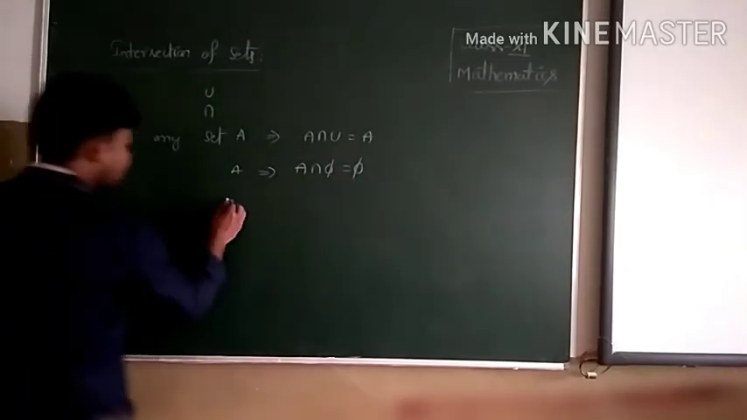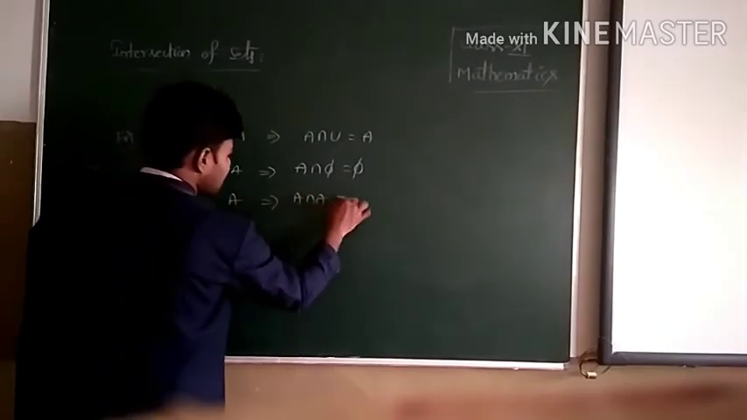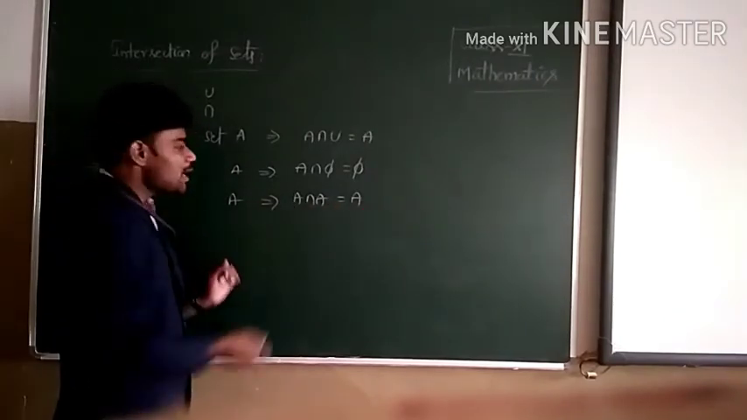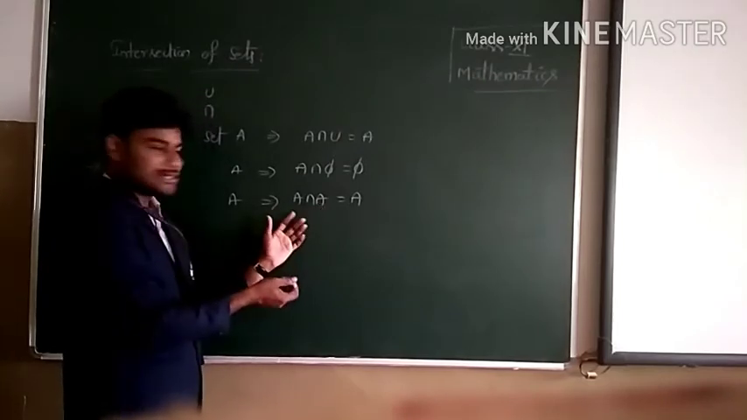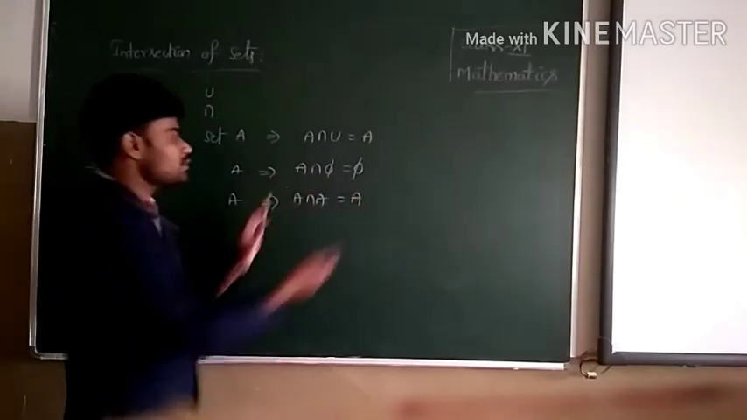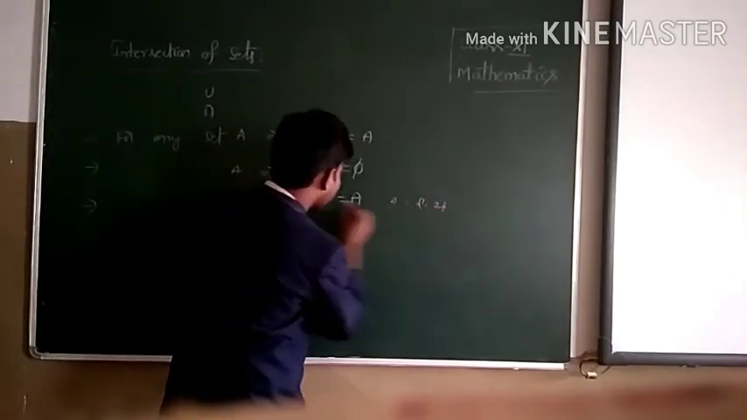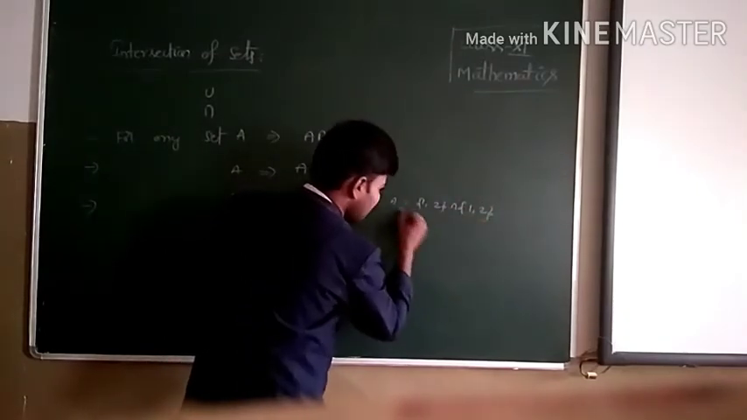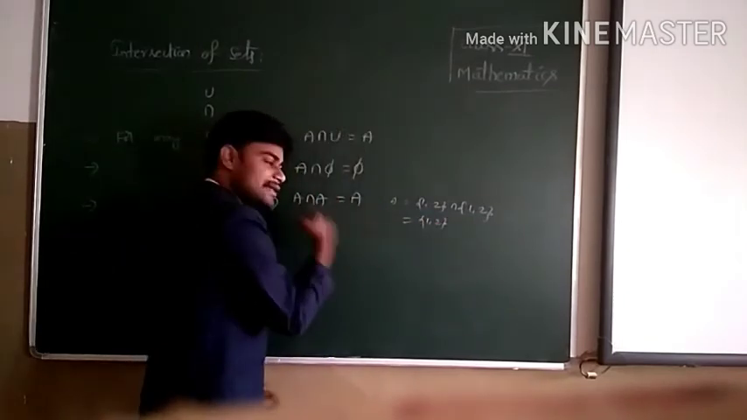Next one, for any set A, A intersection A is equal to A. Simply we can say that A intersection A is equal to A, because here the first set is A and the second set is A. The common elements in A and A just give again A only. Suppose a set A is equal to {1, 2}. If we take intersection of A again, the intersection of {1, 2} with {1, 2}, then the common elements in both sets are 1 and 2 only. So that's why A intersection A is equal to A.